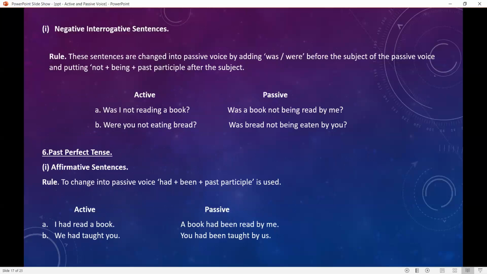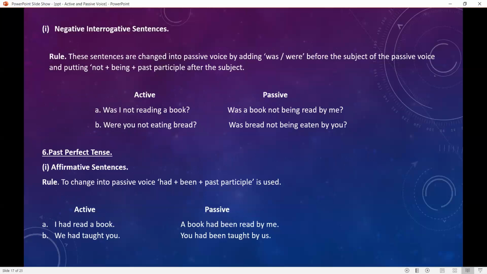Under active, were you not eating bread? Was bread not being eaten by you? Can you make out the slight changes there? Yes. Now let's move on to past perfect tense.